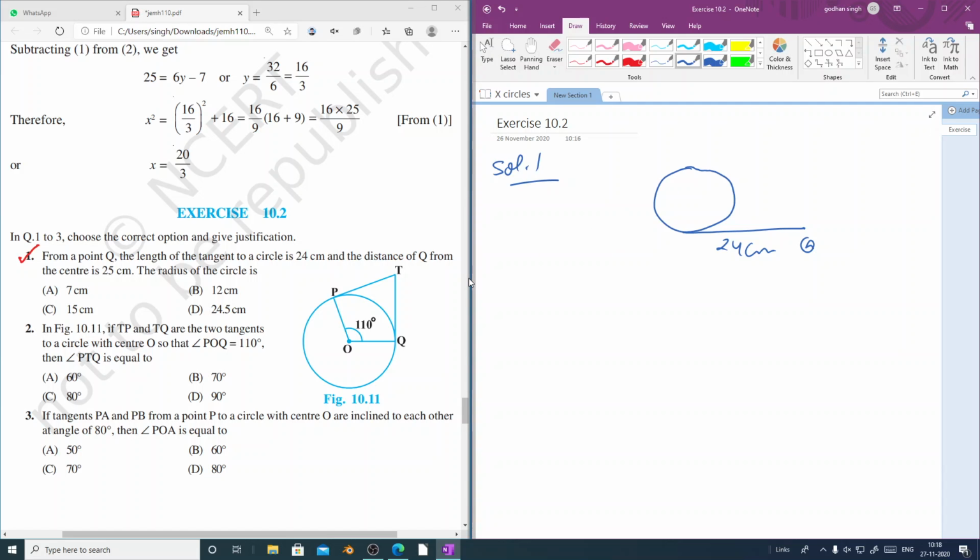and the distance of Q from the center, and let the center be O, and the point at which the tangent is touching the circle be P. So OP is there. Then we'll join O and Q. Distance of Q from the center, so this is 25 centimeter. Now we have to find the radius of the circle, that is OP.